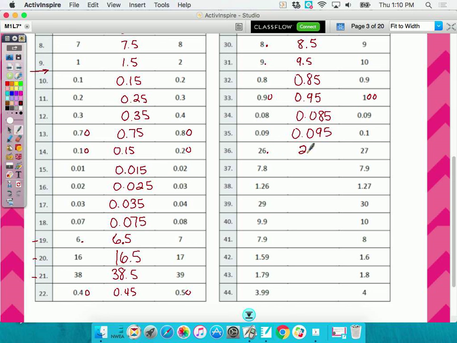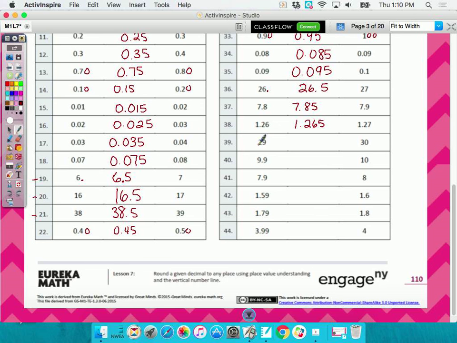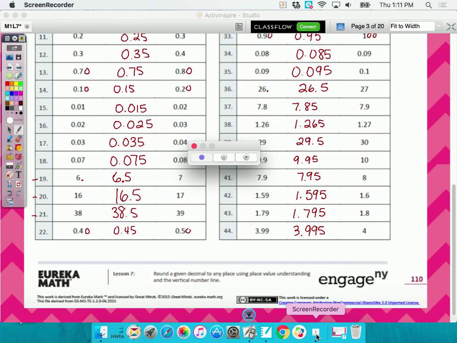Where's the decimal on 26? At the end. So 26 and 5/10, or a half. 7 and 85 hundredths. 1 and 265 thousandths. 29 and a half. 9 and 95 hundredths. 7 and 95 hundredths. 1 and 595 thousandths. 1 and 795 thousandths. 3 and 995 thousandths. Excellent. Now what I want you to do is get ready to do side B.